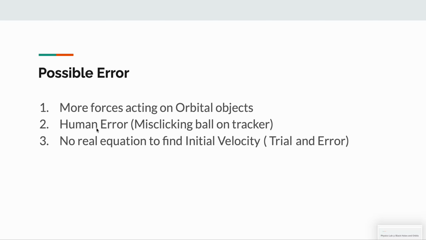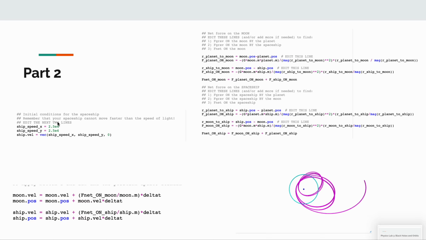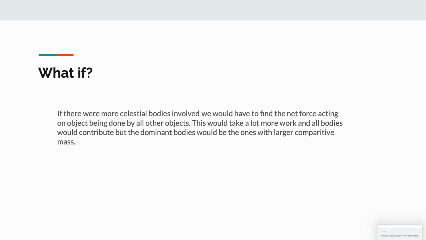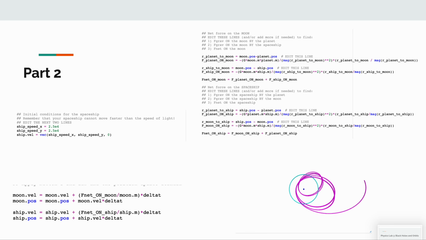Sorry, disregard this slide. And then also, there's no real equation to find the initial velocity. So right here, when I was plugging in and trying out if they worked, the initial speeds, there was no equation to find that. So I wasn't actually able to find the perfect speeds that actually stayed in orbit. So as you can see, it kind of left orbit down here.